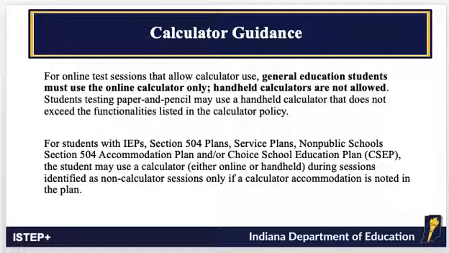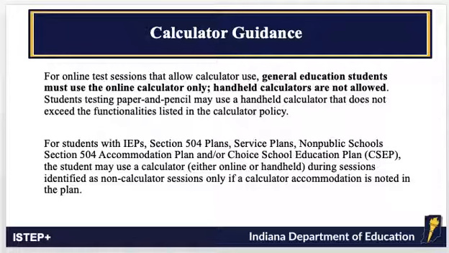Last year, we allowed schools to have a waiver in terms of calculator guidance. This year, the process has changed. Going forward in the online testing platform, all general education students will be expected to use the online calculator. There will be no waivers.